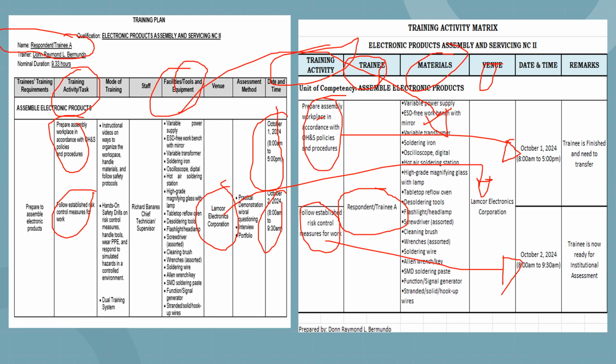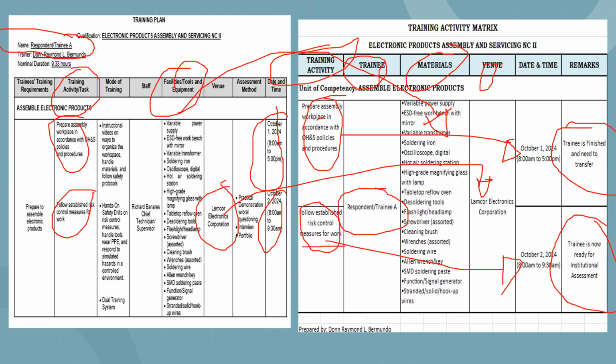And the last one is for the remarks. For the remarks, you can just simply place trainee is finished and need to transfer. Meaning after this October 1, 5 p.m., if he or she is already competent, he or she can already transfer to the next activity, which is the follow established risk measures for work. Okay? And then for the last activity of every trainee, you can just simply place in the remarks, trainee is now ready for institutional assessment. Okay? So that will be the process or procedure in developing your training activity matrix.